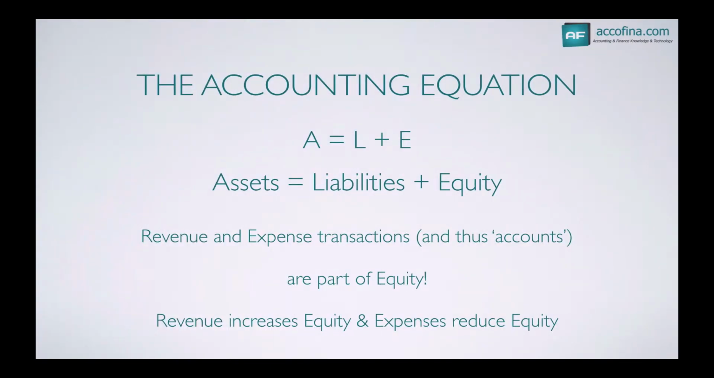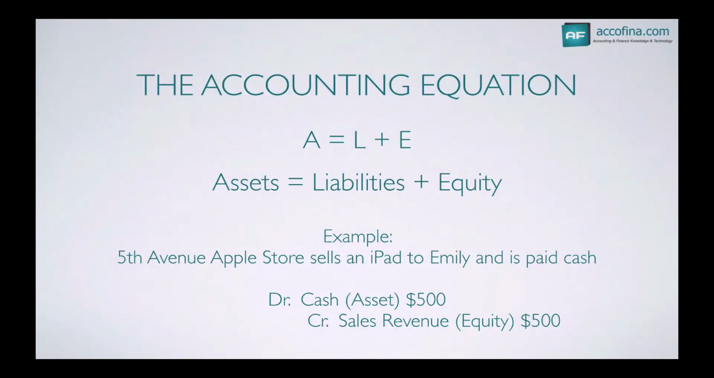Well, in this case, and in every case, revenue and expense transactions and their respective accounts are part of equity. Revenue increases equity and expenses reduce equity. Alright, so let's go through another example. The Fifth Avenue Apple store sells an iPad to Emily and is paid cash. So this time we debit cash because they're receiving the cash, and that's an asset for $500. And then we credit the sales revenue, and that's part of equity, remember, and that's $500. So debits equals credits, at least one debit, at least one credit, and revenue is part of equity.